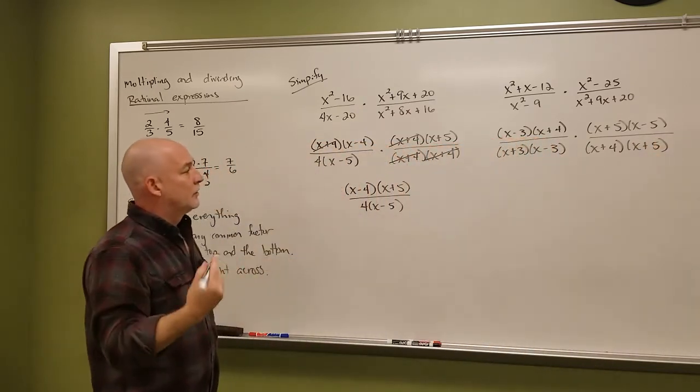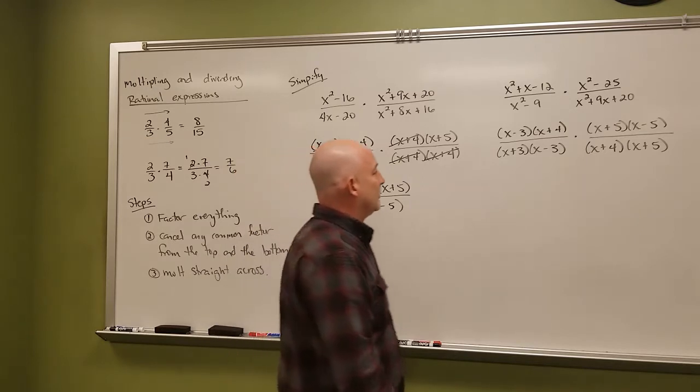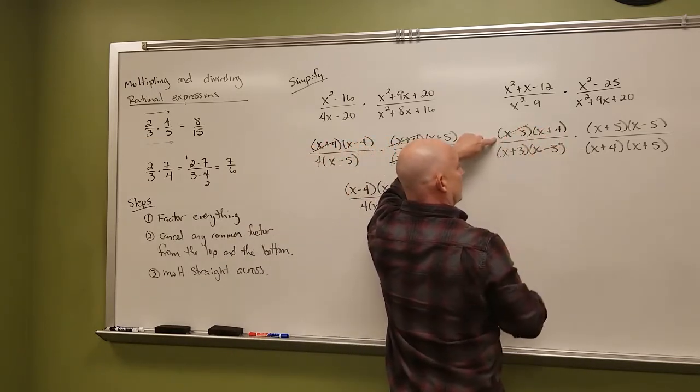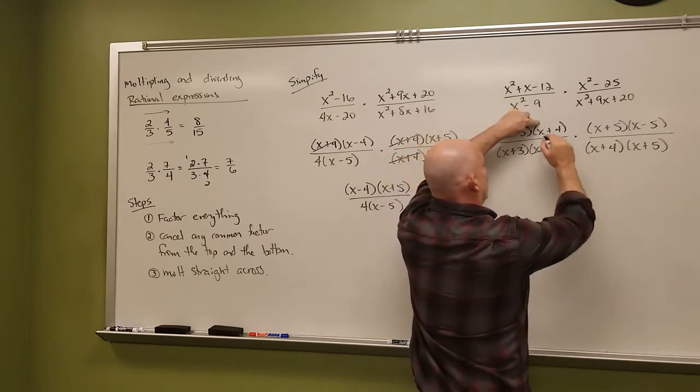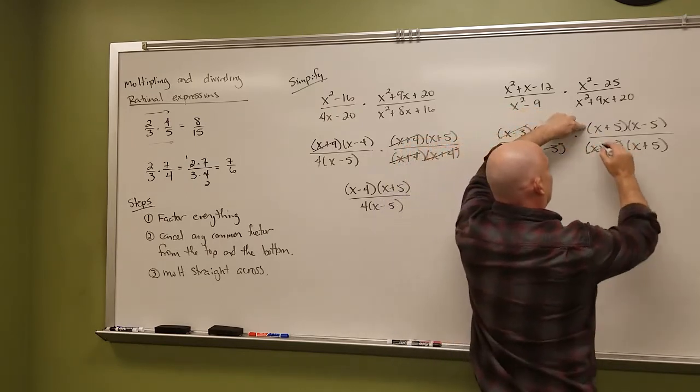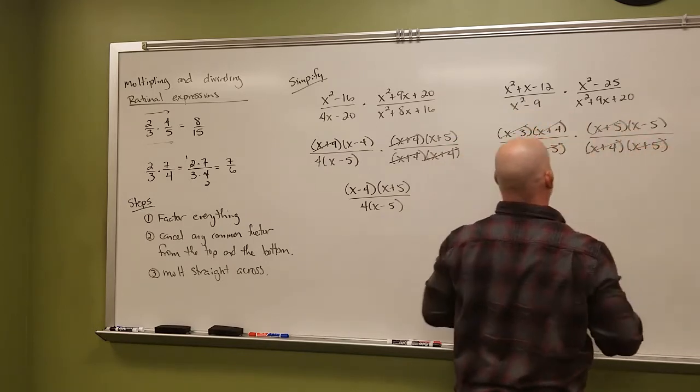All right, so let's start, move across the top and see if we can reduce anything. Here we have an x minus 3 on the top, and I do have one of those on the bottom. I have an x plus 4 on the top. I have an x plus 4 on the bottom. And an x plus 5 on the top and an x plus 5 on the bottom.